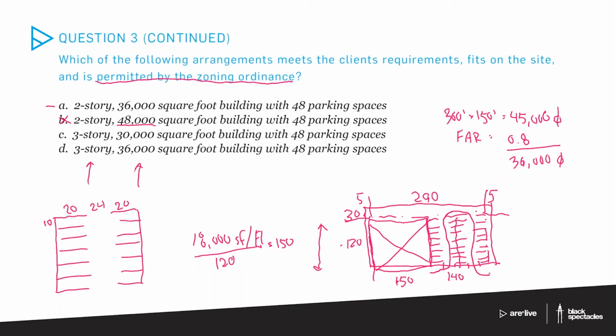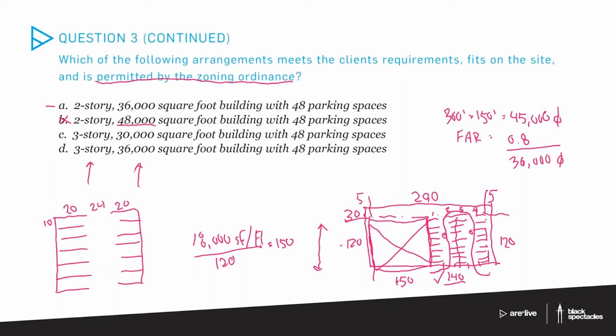So now we simply need to see if this fits on the remaining 140 foot wide by 120 foot deep portion of the site. So we just said that each parking spot is 20 feet deep. So there's 1, 2, 3, 4 of those. And there are 2 aisles here that are 24 feet wide. So if you do the math on that, you get 128 feet would be the minimum there, and that is less than 140 feet. So that's correct.